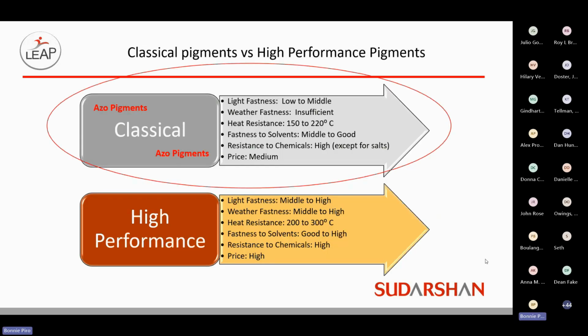So as I mentioned, they are in that classical area, and a little bit more specifics about the limitations from a performance perspective. They are in that 200 to 220 area from a heat stability perspective. In this case, they are in that middle range for fastness to solvents. They're not recommended for exterior applications because their weather fastness is going to be insufficient. And these particular four chemistries are in that middle space for light fastness.